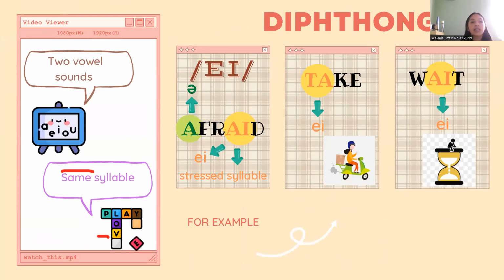The diphthongs. It is a combination of two vowel sounds pronounced in the same syllable. Okay, repeat, Melanie, please. It is the combination of two vowel sounds pronounced in the same syllable. Okay, very good. It is important to first learn the vowel sounds in order to know the diphthongs. For example, the vowels I and E form the sound A. So, in the case of A, we are afraid. Afraid, but okay, very good.